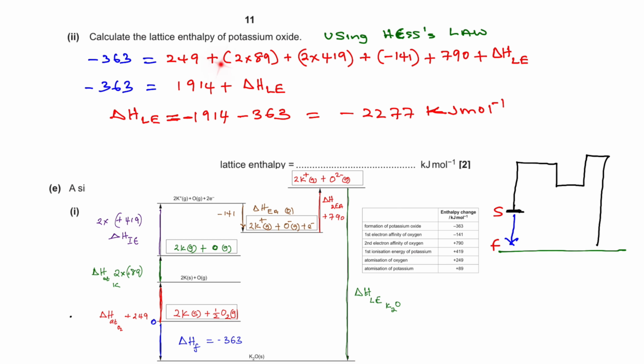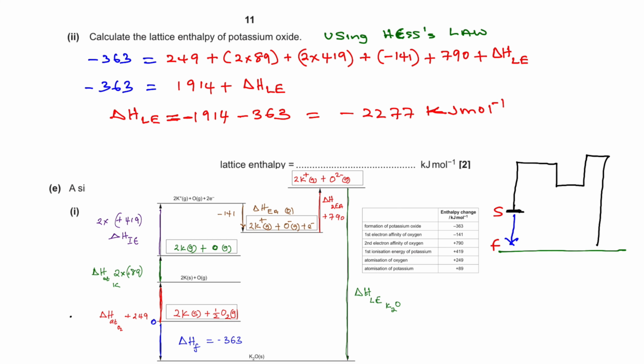And then when you add all this together, you get that plus this one, and you still have minus 363 on the left. So to find this one, I need to move this to the left, and therefore I get delta HLE equals minus 1914, which now becomes minus, and then this is already minus. So altogether this is minus 2277 kilojoules per mole.